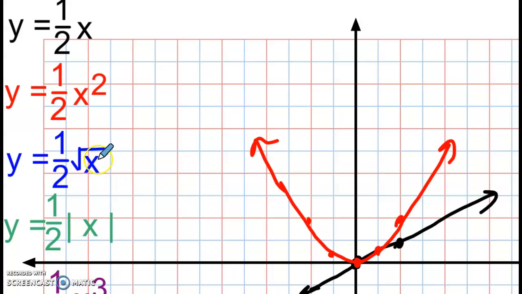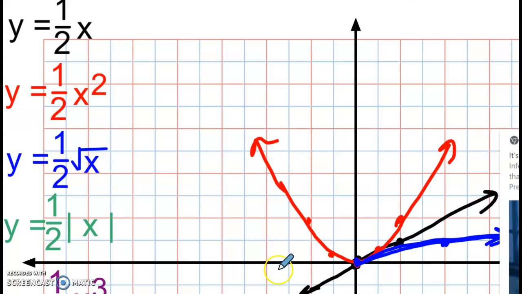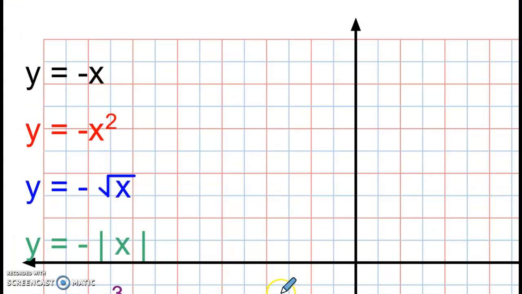The same with the square root. 0, I'm still at 0. Let's put 4 in. Square root of 4 is 2, but then half of 2 is only 1. So I'm still going in the same direction as the square root, but not as steep. 1/2 absolute value of x, we have the same type thing, where it's just making it wider. We'll use the word compressing it instead of stretching.